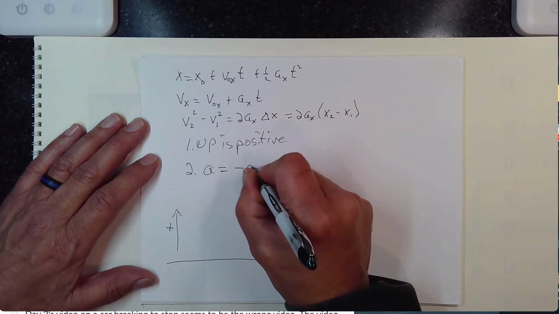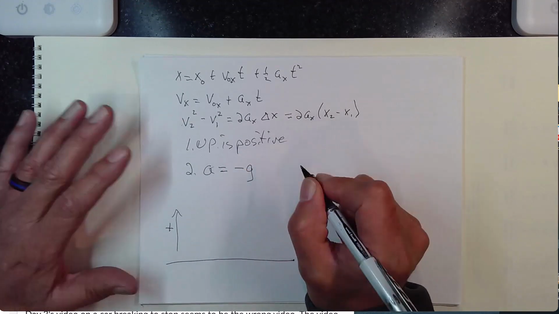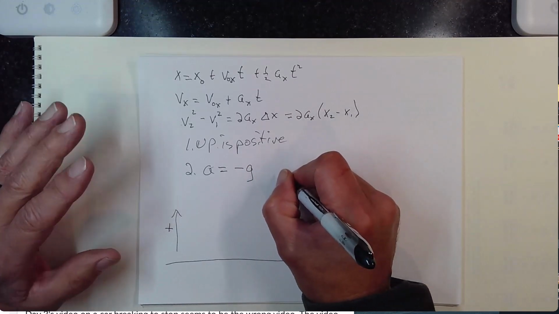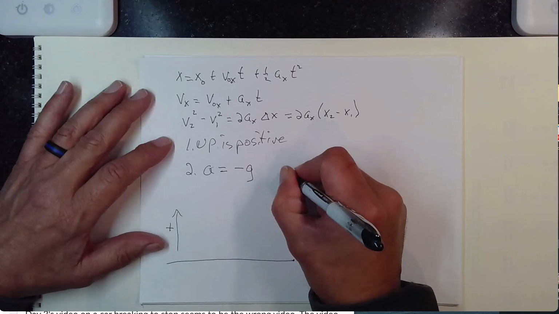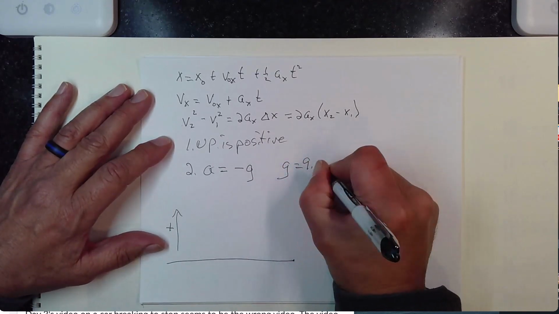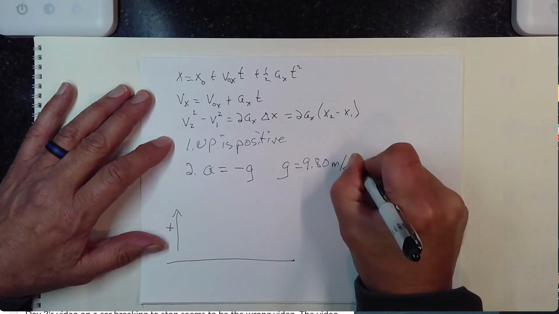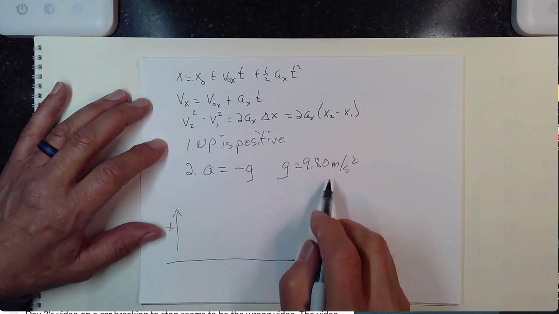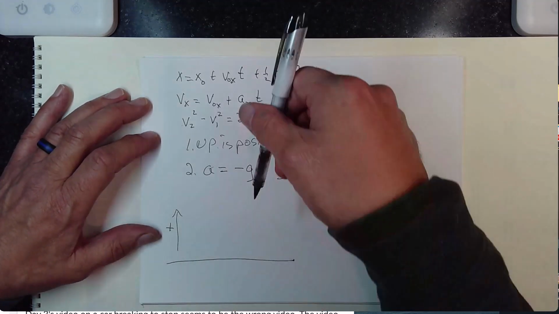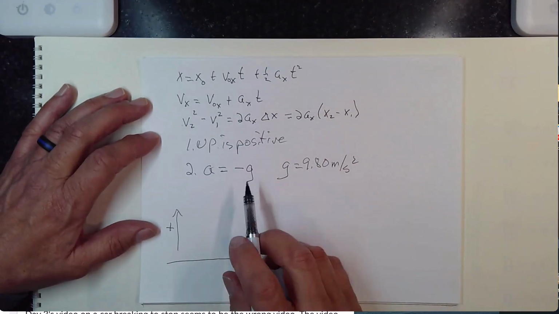And little lowercase g like that is the acceleration due to gravity. That's the rate at which things fall if there is no air resistance. A lot of textbooks say that g is equal to 9.80 meters per second squared. That's the magnitude of the acceleration. I've got a minus sign on here to indicate that the acceleration is downward. And so that's something we have.